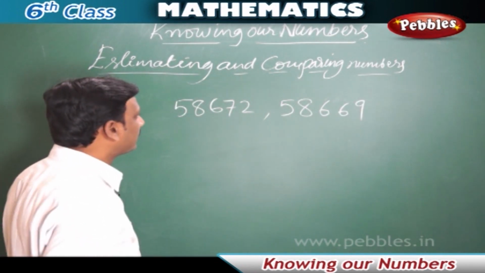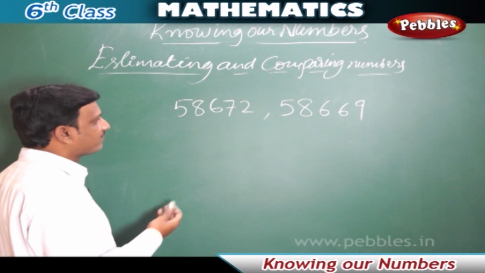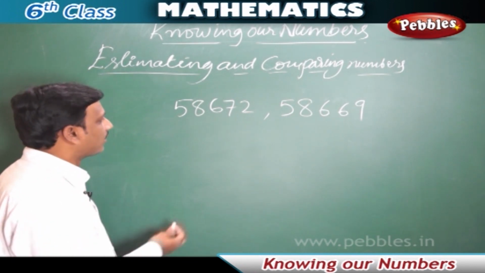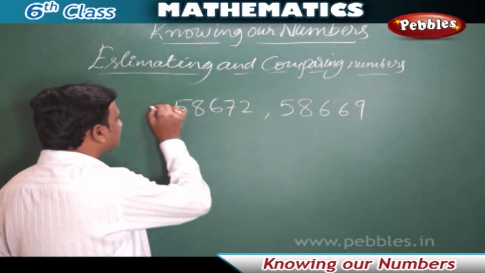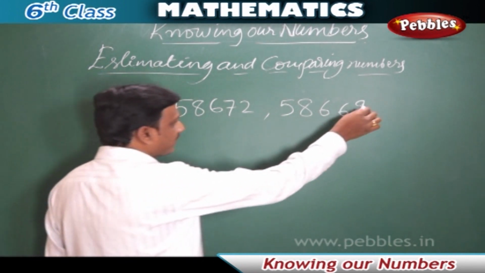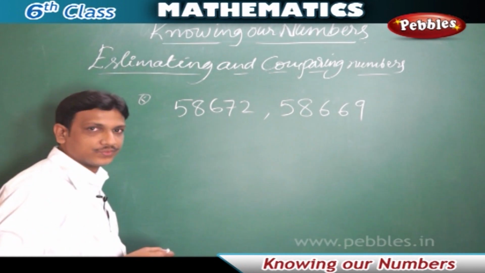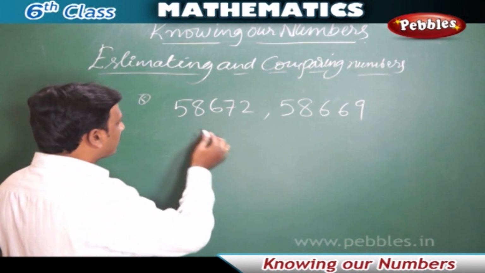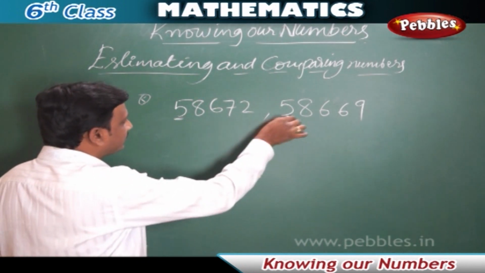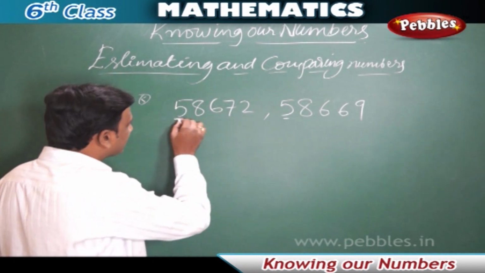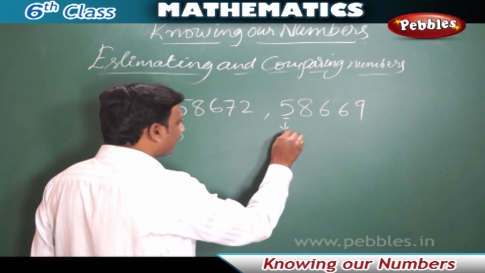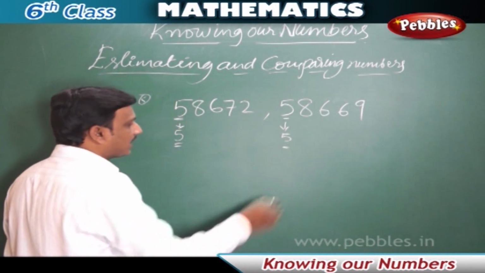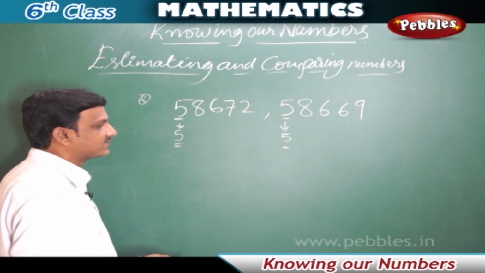Now here we have 2 more numbers. Now let us identify which is bigger and which is the smaller. If you see, the number of digits are same in both the cases, here also 5 digits and here also 5 digits. Now what we have to do? Look at the place values. So what is the highest place value of this number? 10,000. So in 10,000 place value, this is having 5 and even this is having 5. Then how do you find out which is the biggest number?